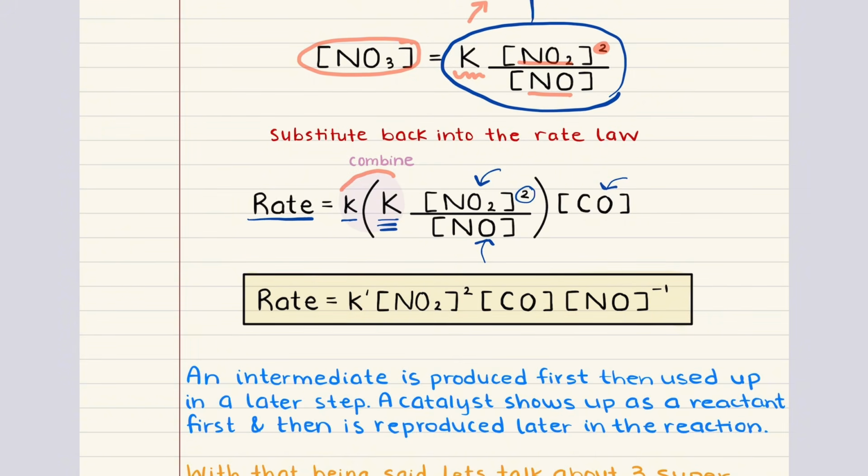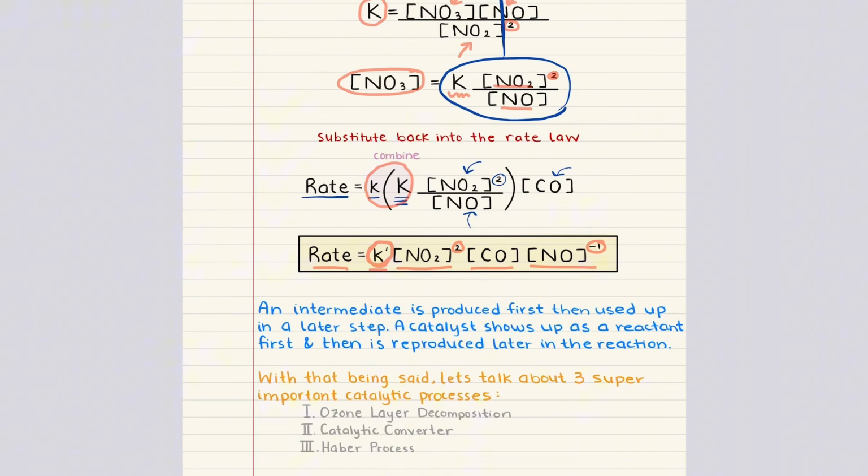Now the constants can be combined into a new constant, which we call K prime. So the final rate law becomes K prime multiplied by the concentration of nitrogen dioxide squared multiplied by the concentration of carbon monoxide, all divided by the concentration of nitrogen monoxide. And this gives us a rate law that no longer contains the intermediate, and it's written entirely in terms of measurable species found in the overall reaction.